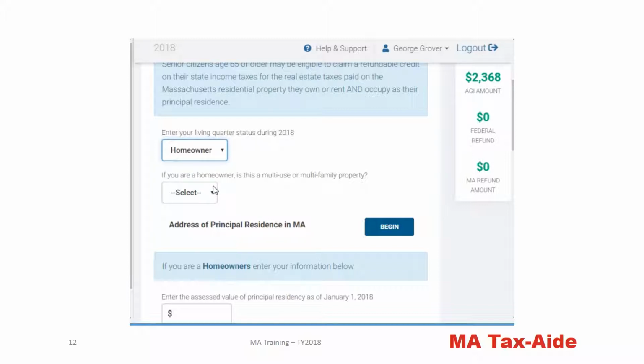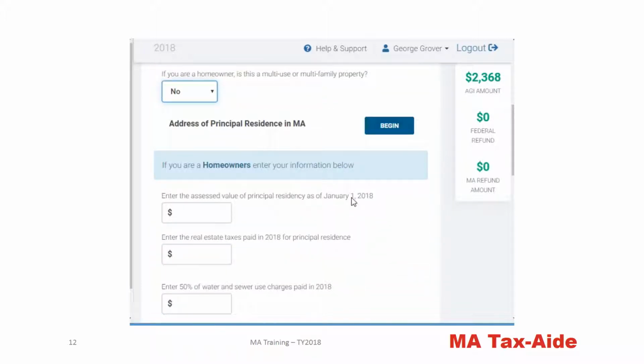And we have to answer if he is a homeowner, is this multi-use or multifamily? In this case, the answer is no. For a multifamily, we would have to prorate it. So say it was a two-family house, we could only use the real estate taxes for the unit that George lived in. But in this case, it's a single family, so we're going to answer that no. If the address on the return is different from the address of the principal residence, we would have to click here, begin, and fill out the address of the principal residence. In this case, the address on the return is his principal residence, so we don't need to add that section.